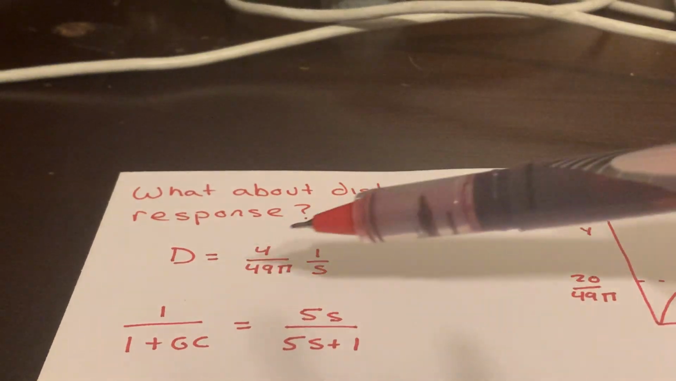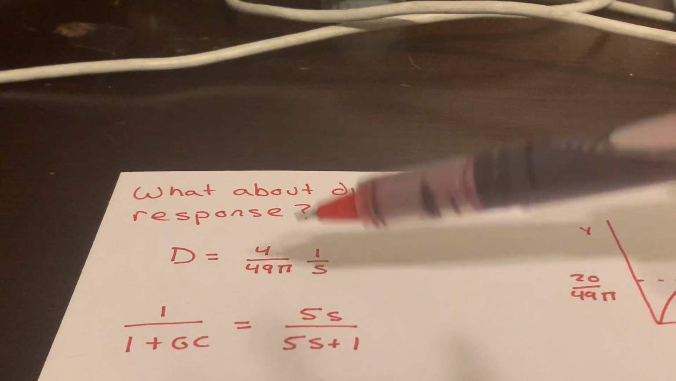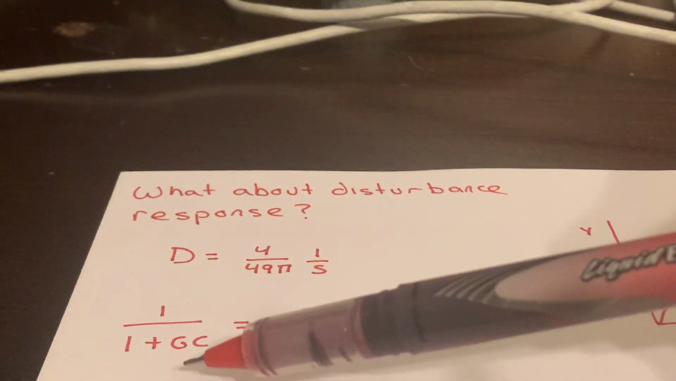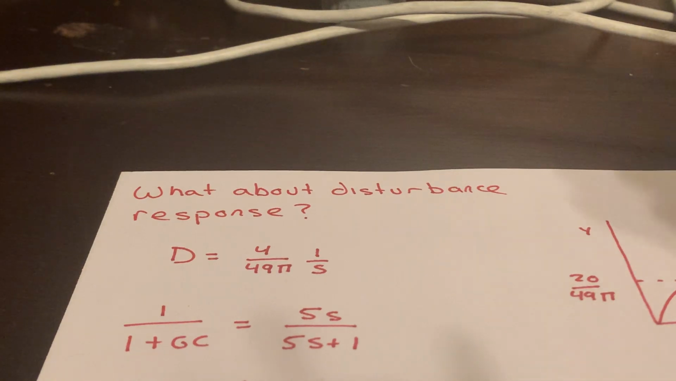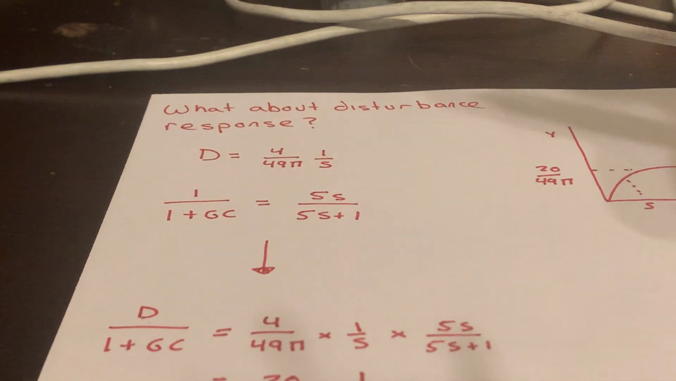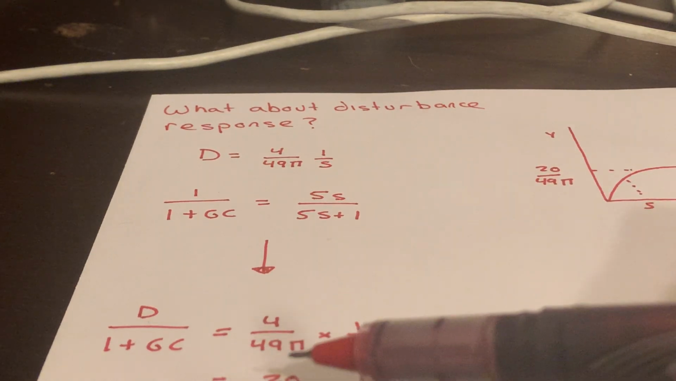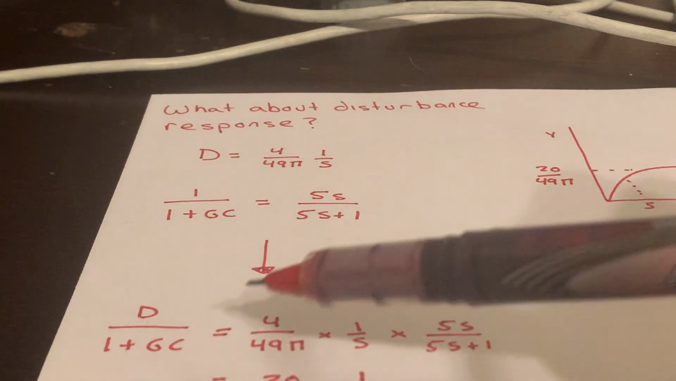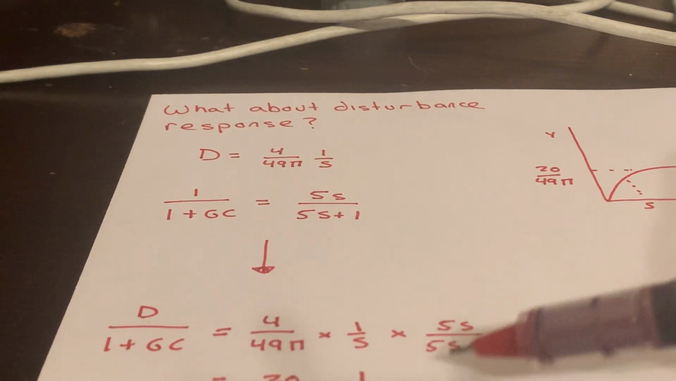So here our D is 4 over 49 pi, 1 over s, right? And if I look at 1 over 1 plus GC, we know that's just 5s over 5s plus 1. That's almost by design. So when we take D all over 1 plus GC, we get 4 over 49 pi times 1 over s. That's the D. And then our 1 over 1 plus GC is 5s over 5s plus 1.